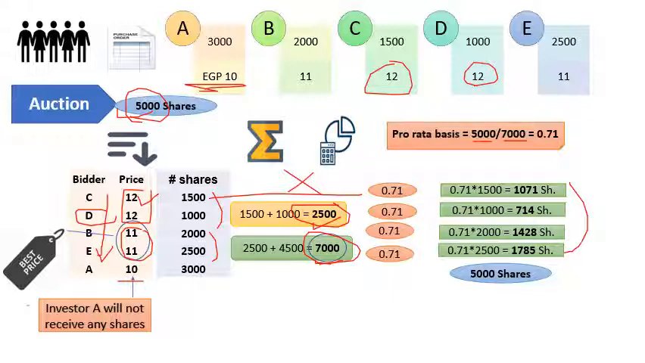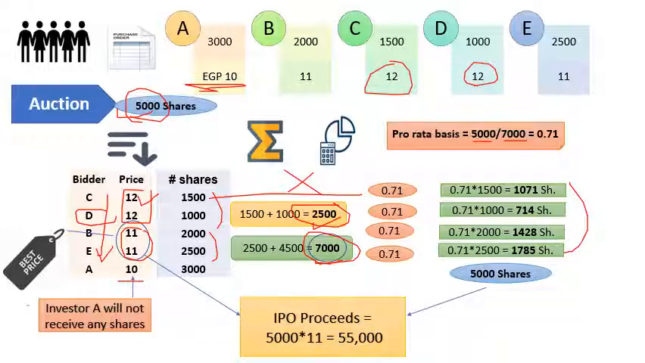The final step is to calculate the IPO proceeds from this IPO by multiplying the number of shares times the final offering price. The final offering price is 11 times 5,000 shares, which will equal 55,000 Egyptian pounds. So the IPO proceeds, or the cash flow from this IPO, equal 55,000 Egyptian pounds.